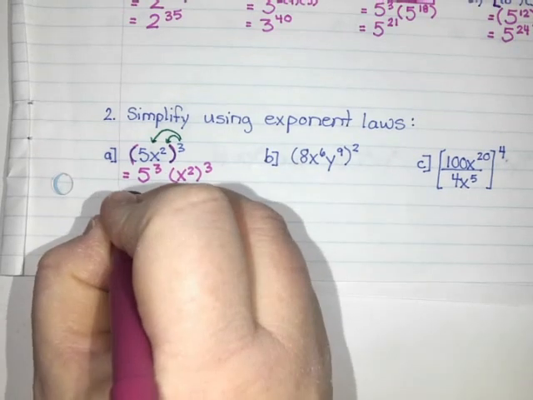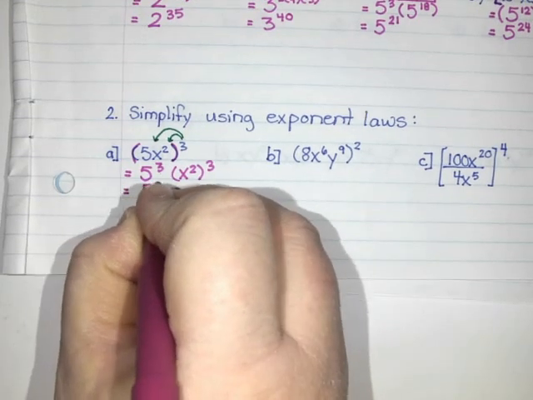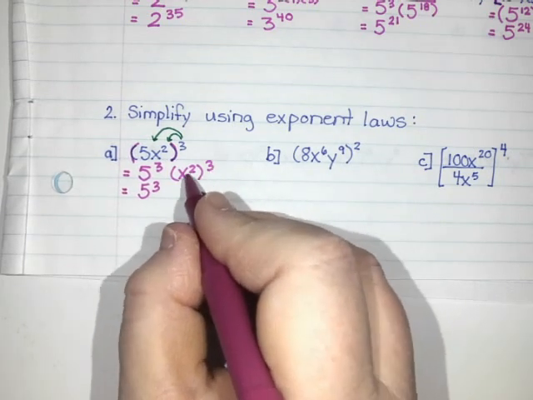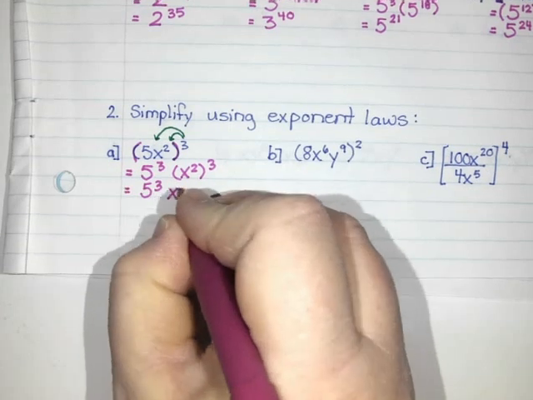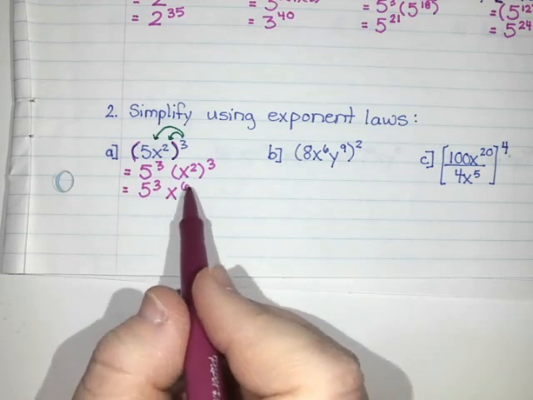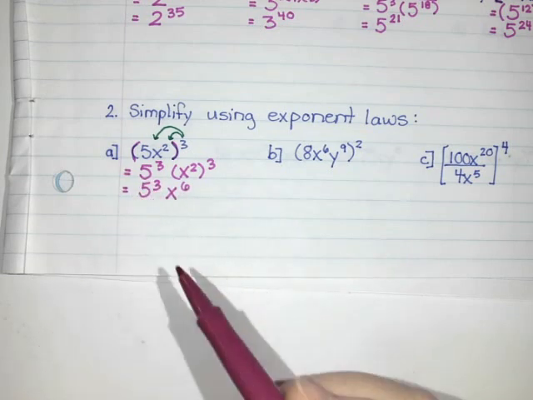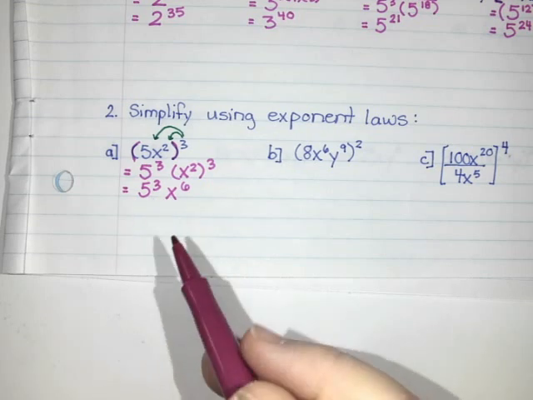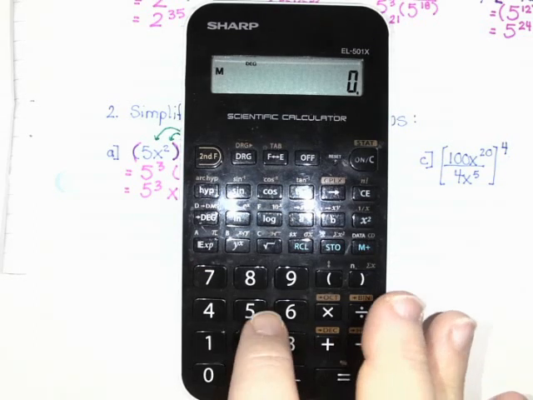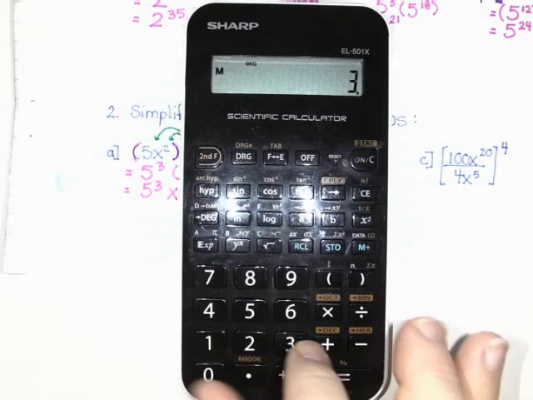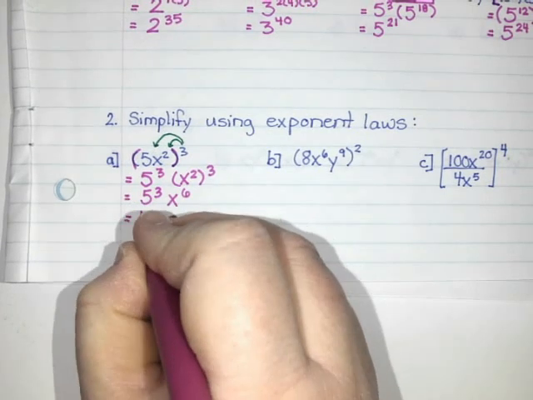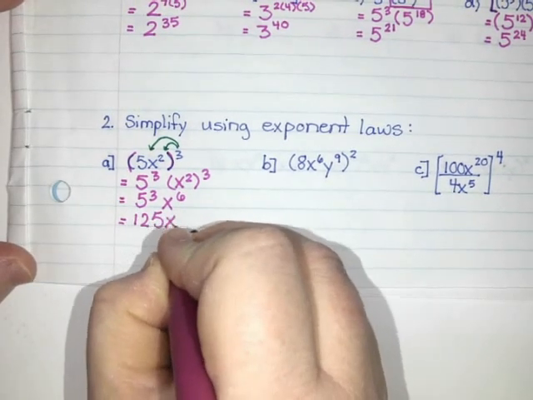So I am, for right now, just going to leave 5 to the power of 3 as is. X to the power of 2 to the power of 3: I have one base and 2 exponents, so I multiply those 2 exponents together. So I get x to the power of 6. So I could leave this as 5 to the 3, x to the 6. Or because the 5 is a number, I could work that out. I would use my calculator to figure out what 5 to the power of 3 is. So you either do 5 times 5 times 5, or if you have an exponent button, you can do 5 to the power of 3, which is 125. So this is 125 x to the power of 6.